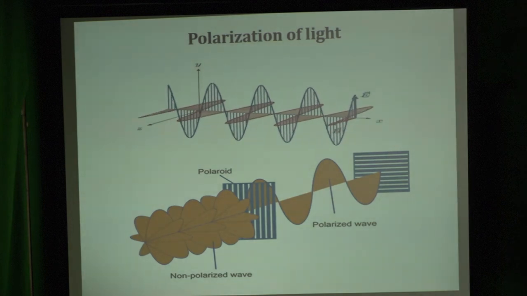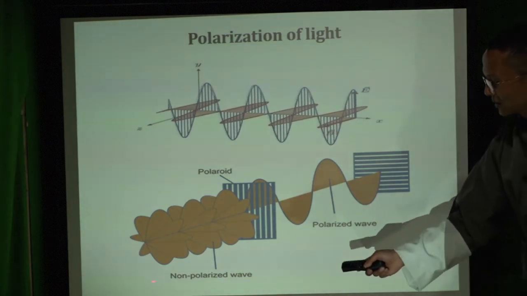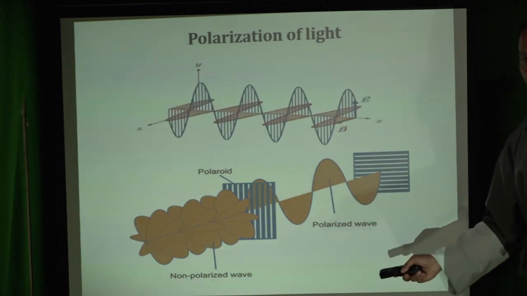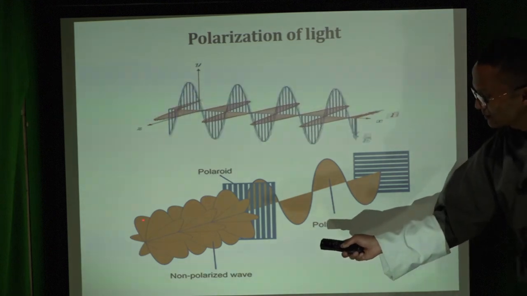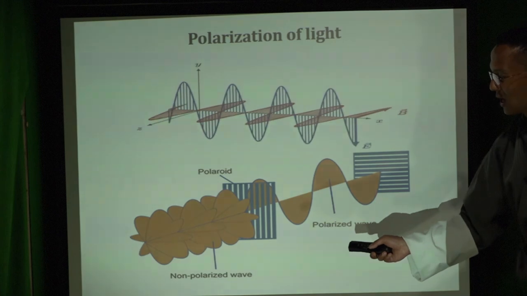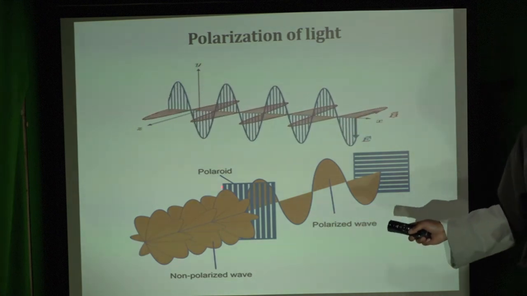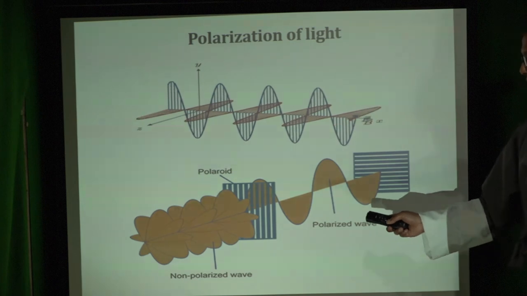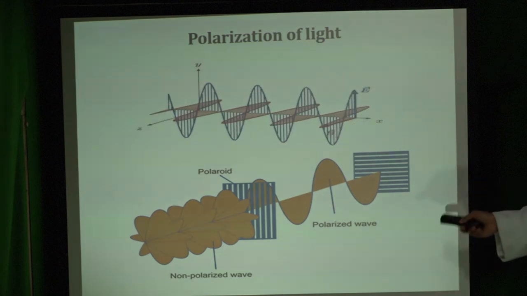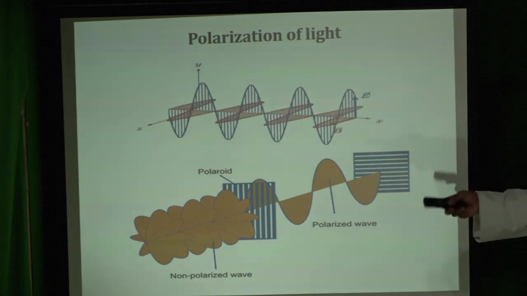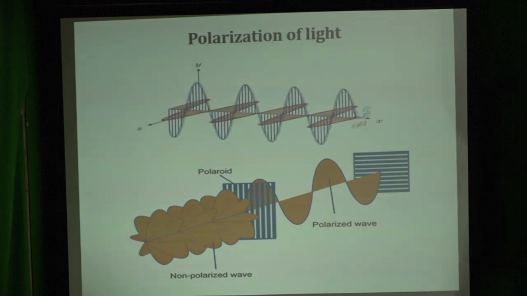In this picture, you can observe that this part indicates the non-polarized wave, or we call it unpolarized wave. And here you can see the wave of light is traveling in all the directions. However, once we place a device called Polaroid, then the wave starts to travel only in one direction. This is called polarized wave, and the process of making light wave to pass only in one direction is called polarization of light.